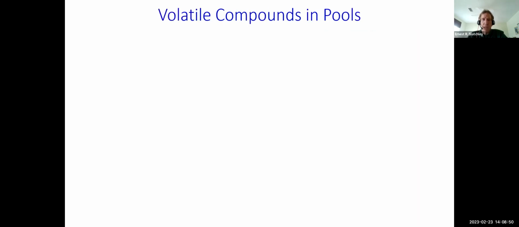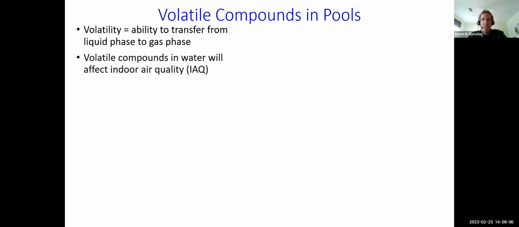So let's talk for just a minute about volatile compounds in pools more broadly. Trichloramine is a volatile compound. So what does that mean? Volatility is defined as the ability of a compound to be transferred from the liquid phase to the gas phase. What that means is that volatile compounds that are present in water, like in a swimming pool, have the potential to affect indoor air quality if there are processes that promote their transfer from the liquid phase to the gas phase. And we'll be focusing on that in this presentation.